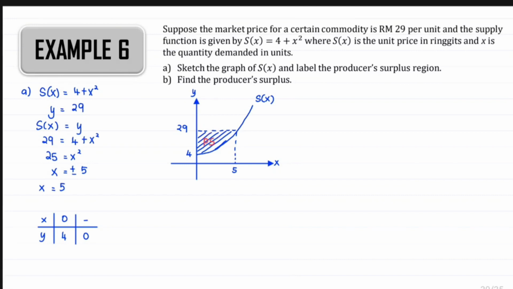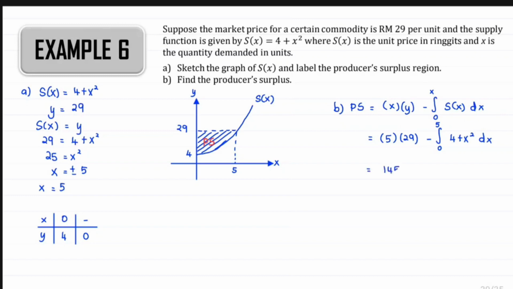And next we find the producer surplus. So the producer surplus formula is x times y minus the integral from 0 to x of the supply function dx. Then we substitute x is 5, y is 29, minus the integral from 0 to 5 of S(x), 4 plus x squared dx. Then we solve, we get 145 minus 4x plus x cubed over 3, integrated from 0 to 5.